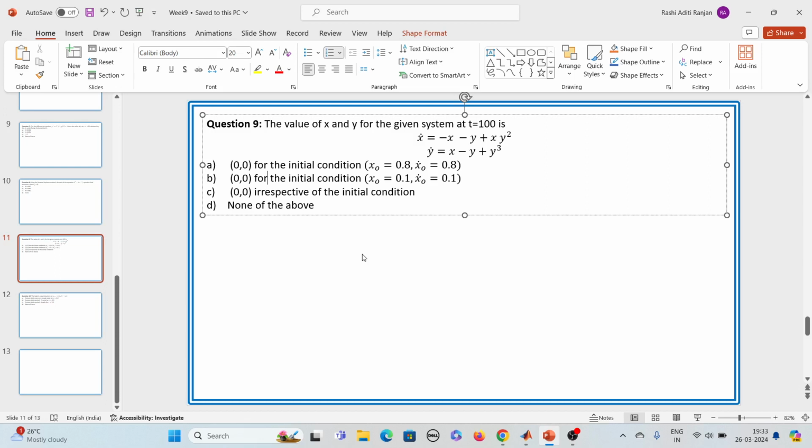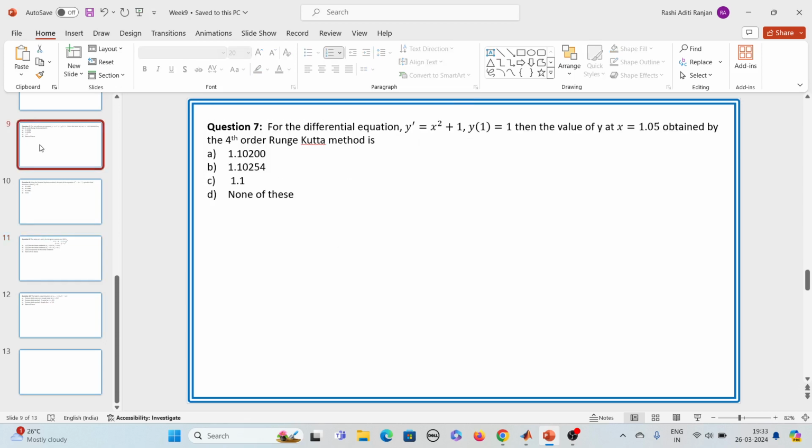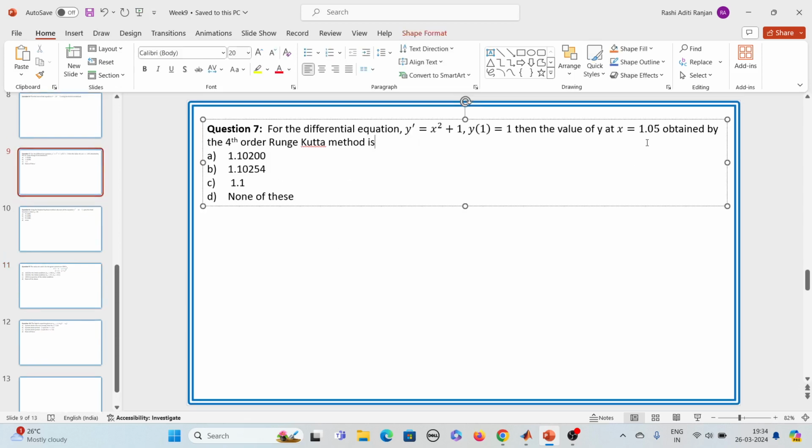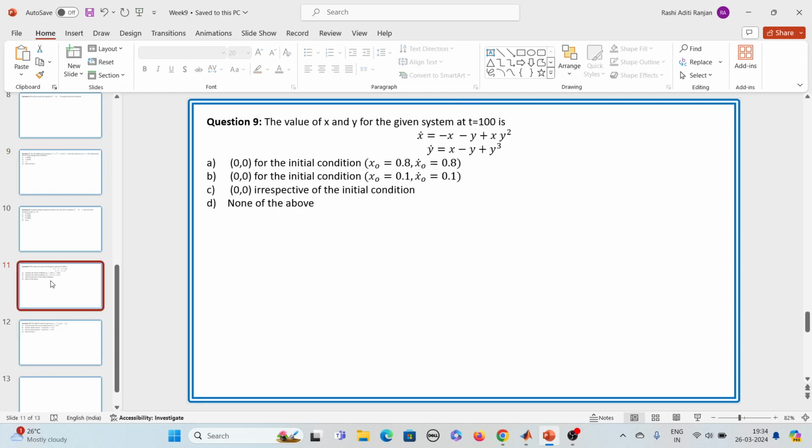Okay, so now see question number 9. The question says: the value of x and y for the given system at t equals 100 is. What am I doing? I am applying a numerical technique to solve the equation, as I discussed in the earlier question where I used the RK4 method to find the value. There, I computed the value at 1.05 and I knew the value at 1. Similar kind of thing is what I am supposed to do here.